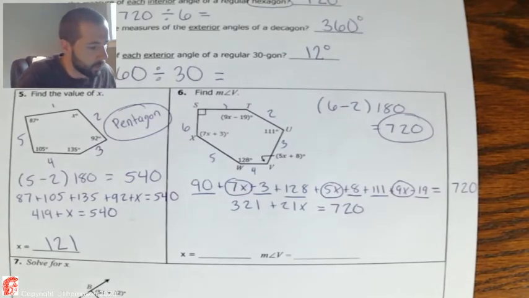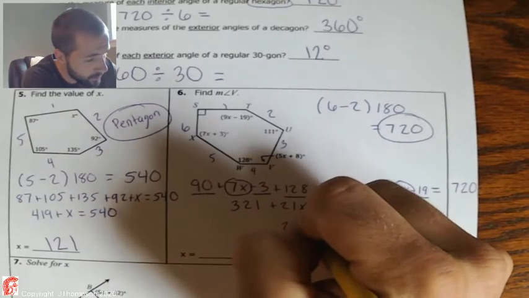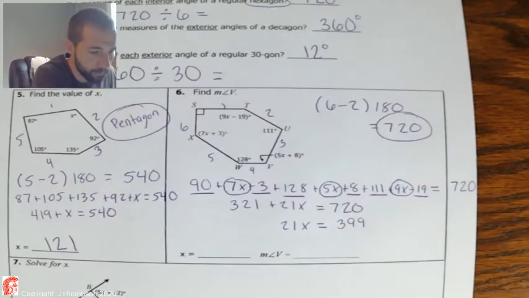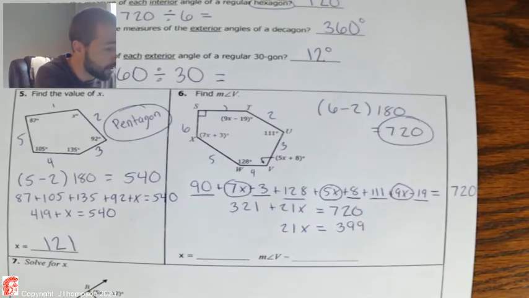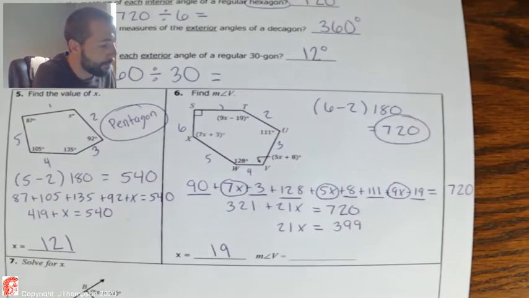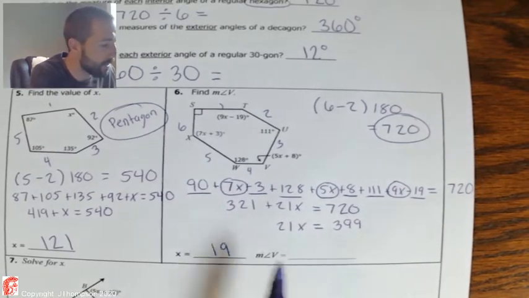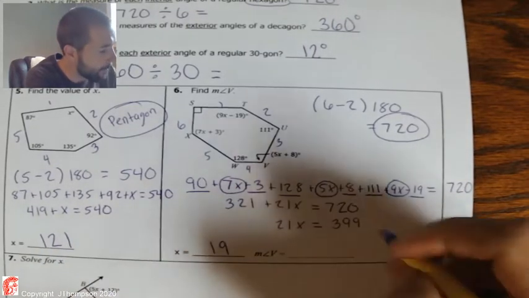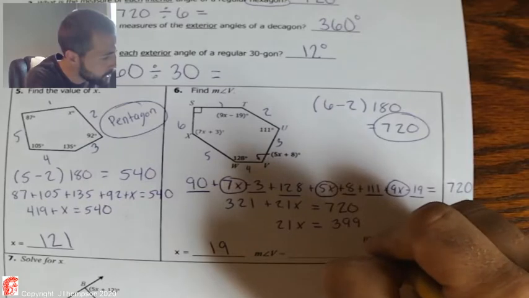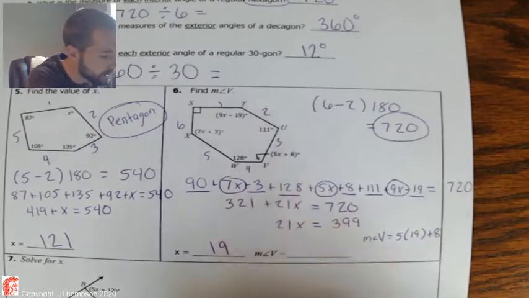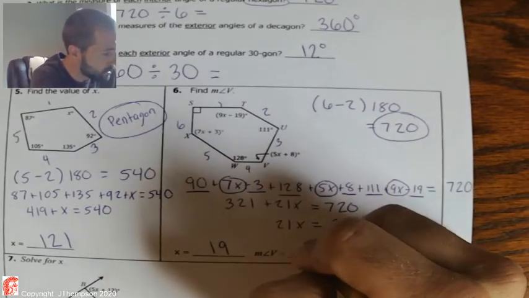All right, so now we're going to subtract 321 from both sides, and we get 21x equals 399. And then divide by 21, and you'll end up getting x is 19. Now they also want the measure of angle V, so find measure angle V. It's right up here, 5x plus 8. Now that we know that x is 19, we're just going to plug it in. 5 times 19 plus 8, that's going to be 103 degrees.